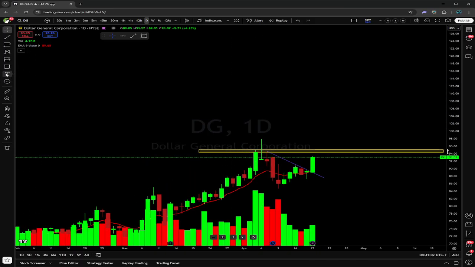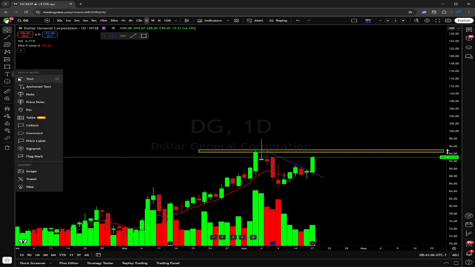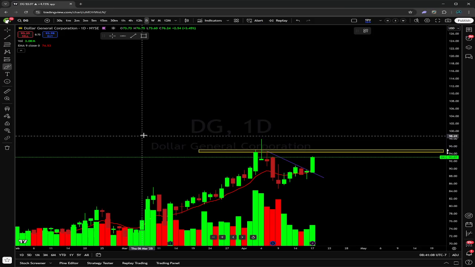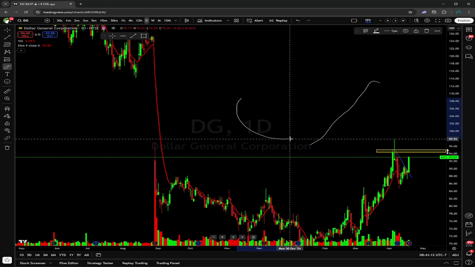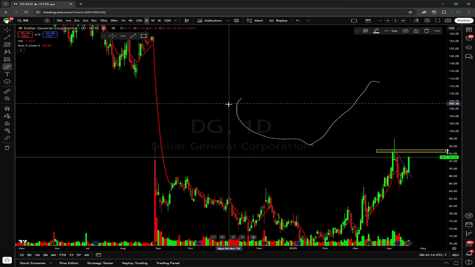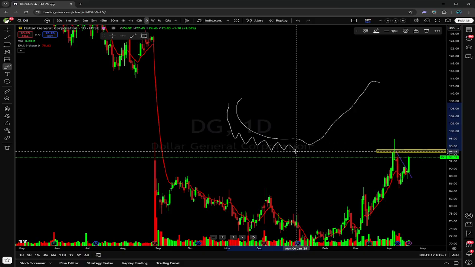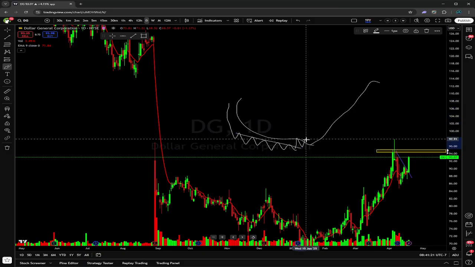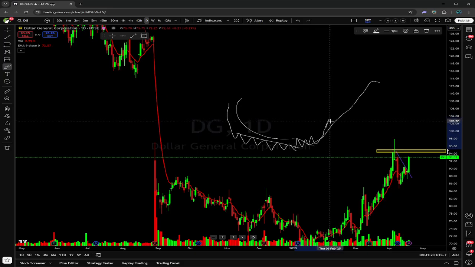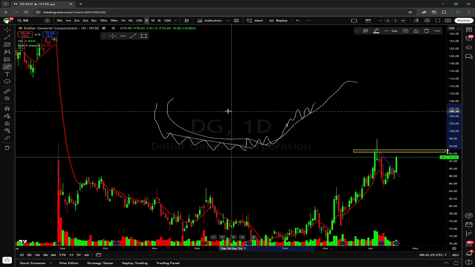Now, what is a bull flag? A bull flag is basically, guys, a bullish breakout that I love to trade. Now, let me pull up the brush here. Whenever stocks, this is a 9 EMA, right? Whenever stocks come down like this and trade below the 9 EMA, they end up bull flagging. And then when they break above the 9 EMA, they go crazy, right? So that's exactly what happened here.